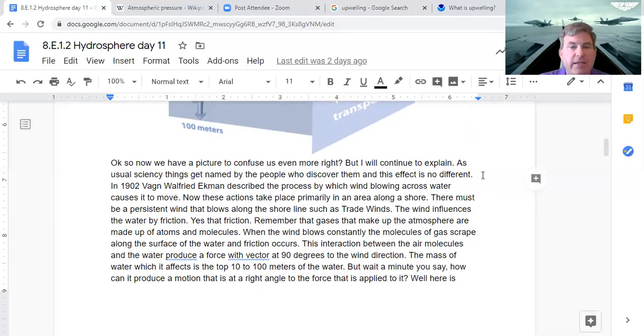As usual, sciencey things get named for the people who discover them. This effect is no different. In 1902, Vagn Walfrid Ekman described the process by which wind blowing across water causes it to move. Well, if you've ever just blown across the top of a glass or the top of a bowl of soup as you're trying to cool it off, you can see little waves that form when you blow on it that go immediately away from you. So again, you would think the wind blowing something would move it in the direction of the wind. Not really. Here's again where science just goes, it's not quite how it works.